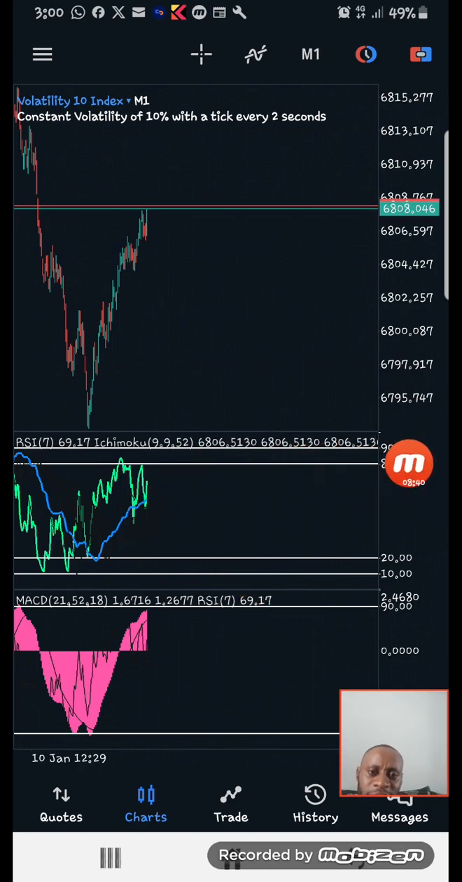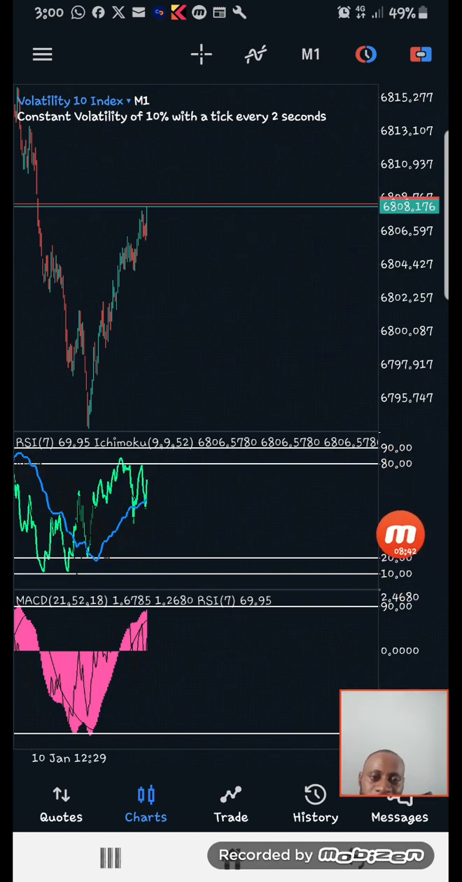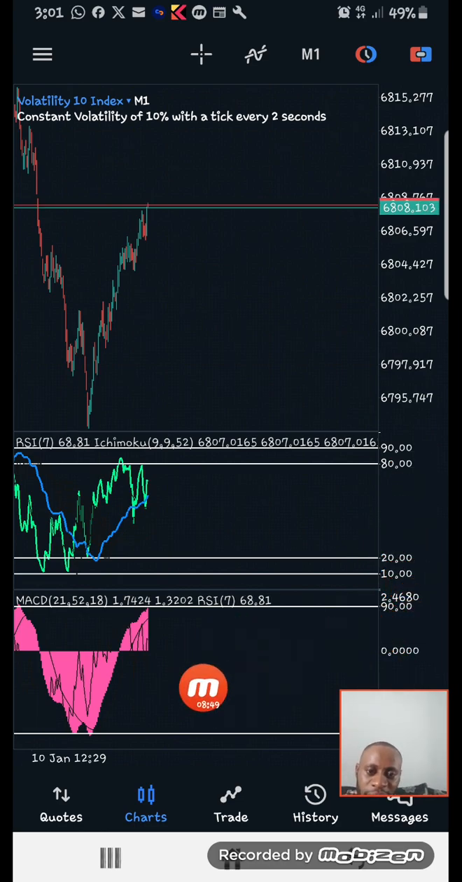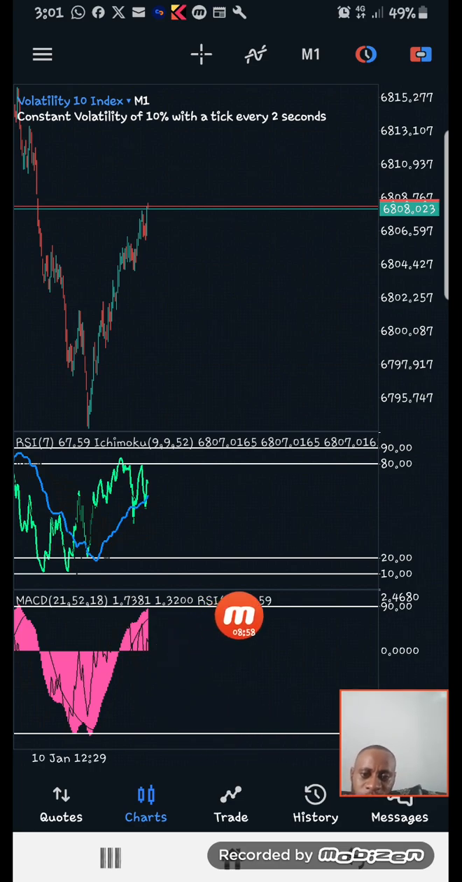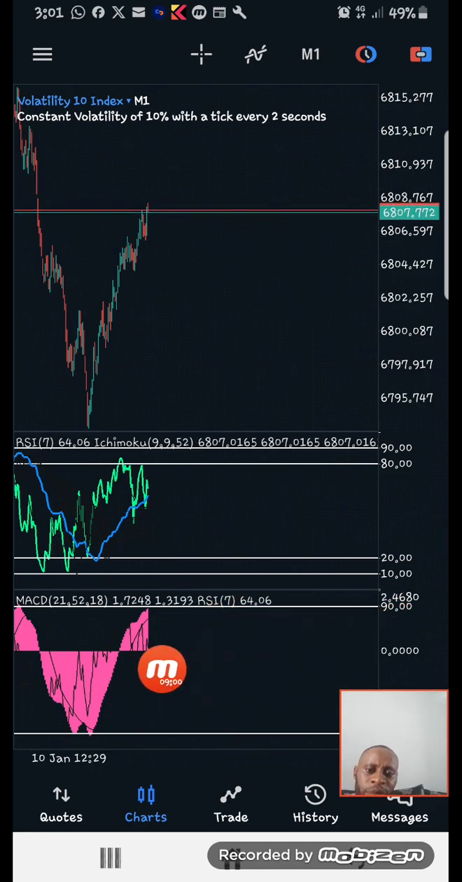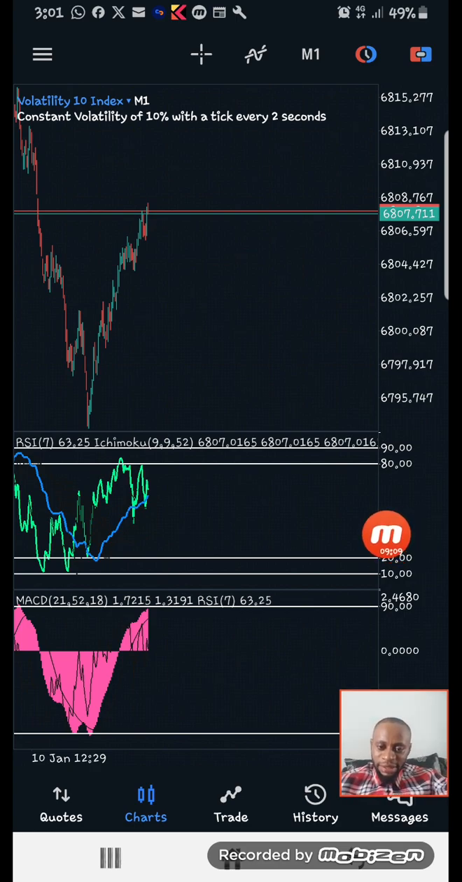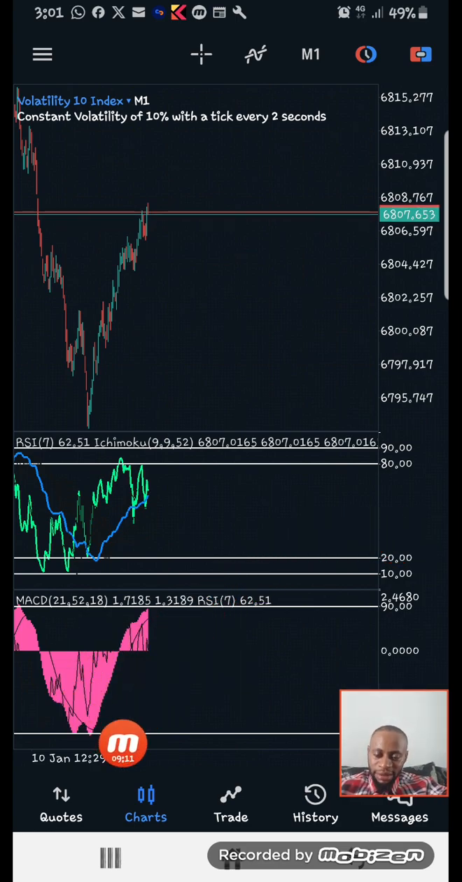These numbers here, this 80, 90, 20, and 10: this is the overbought level, and this is the oversold level. As well as this other indicator, we have this 90 here, and below here this line is also 10. So this is the oversold level, and this is the overbought level.